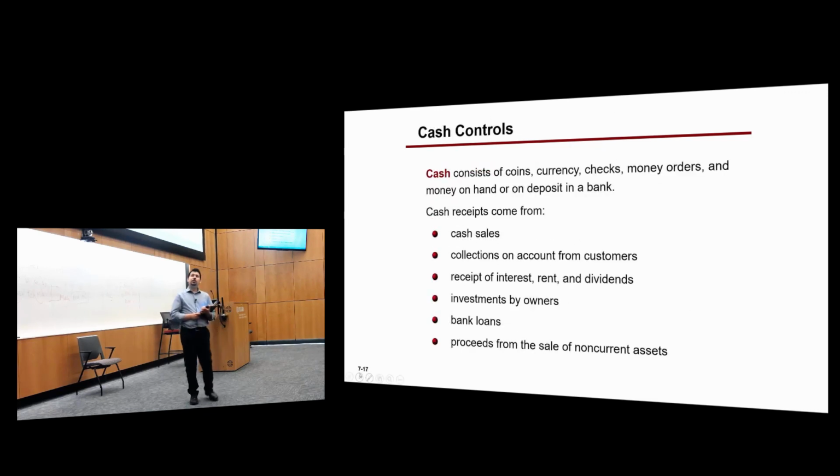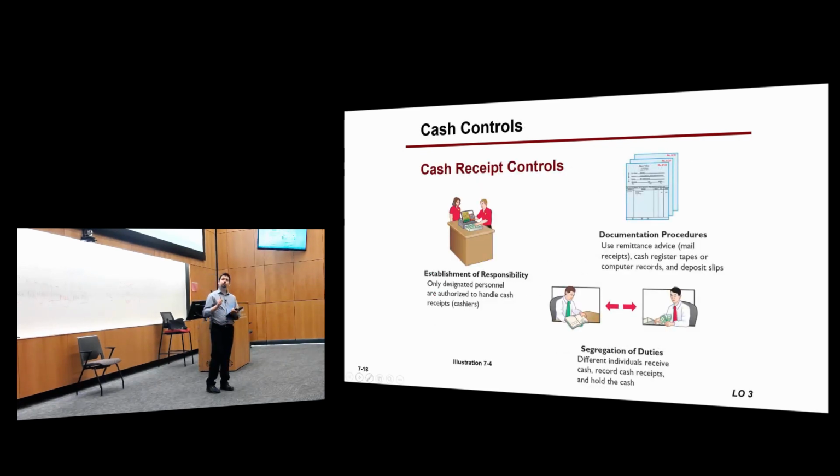Now, we will talk about cash controls because this is one of the most important parts that companies care about. Cash controls work in the same way. And by the way, when you talk about cash, those cash receipts can come from sales, from selling a certain truck, from collecting, for example, notes, from investments, etc. And the cash receipts controls are the same way.